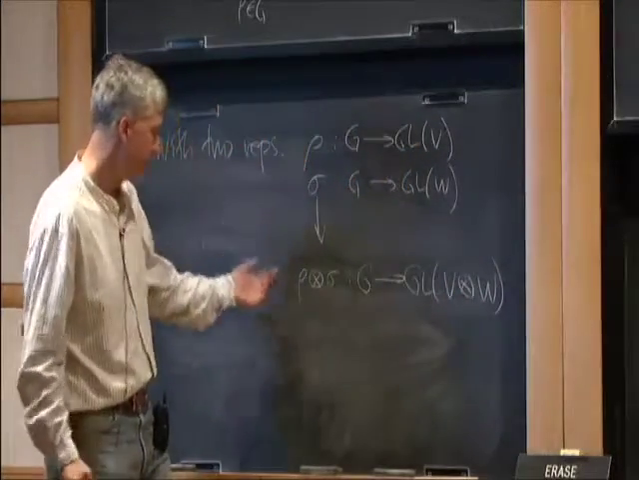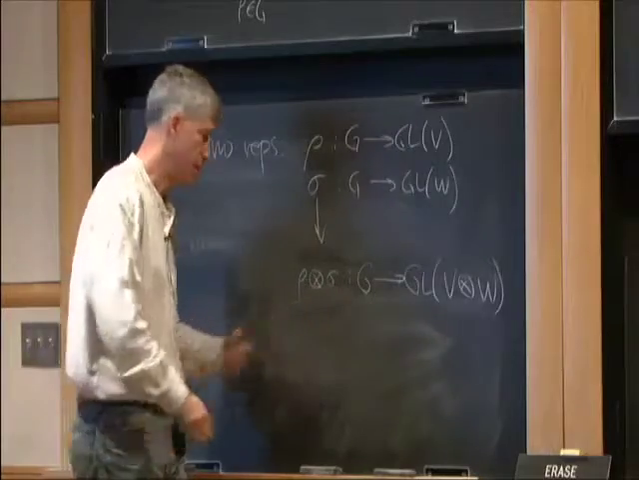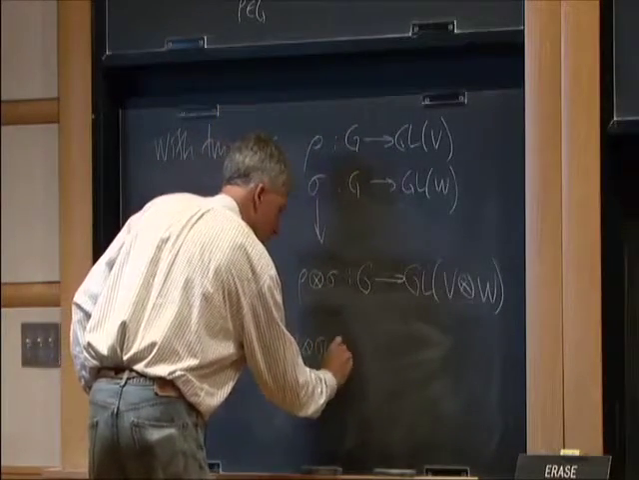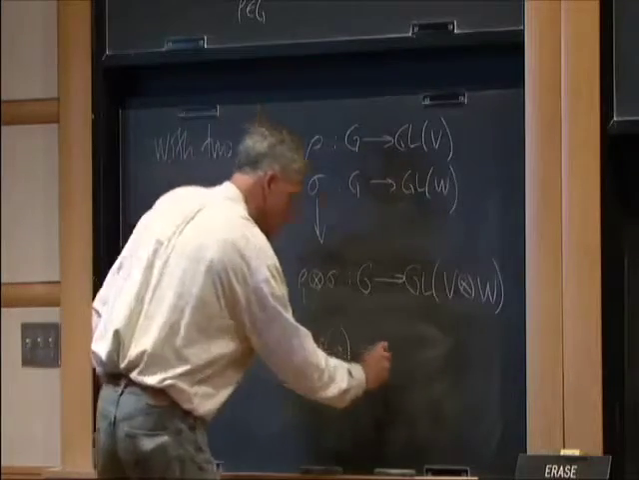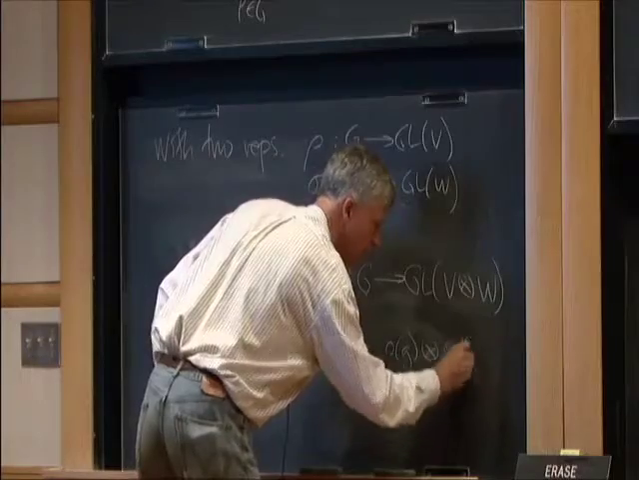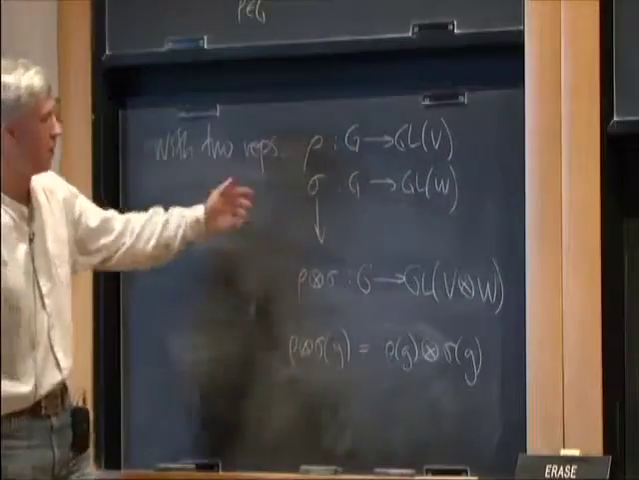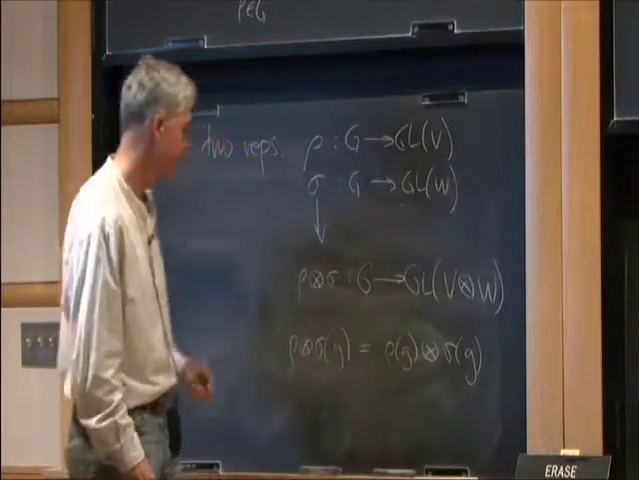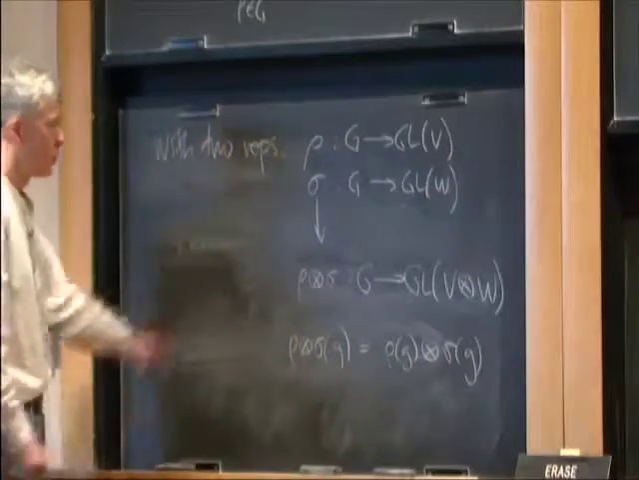And the action is given by the tensor product of the two linear operators. So rho tensor sigma of G is rho of G tensor sigma of G. And the regular functorial properties of the tensor product mean that this works. It's still a representation.